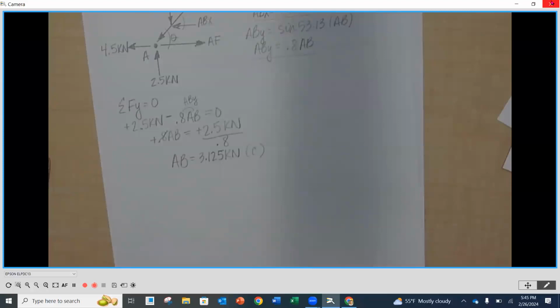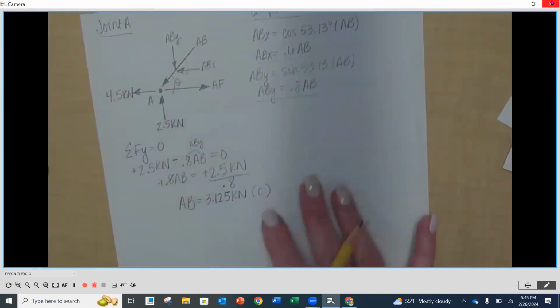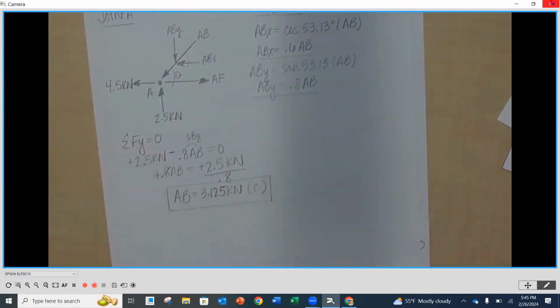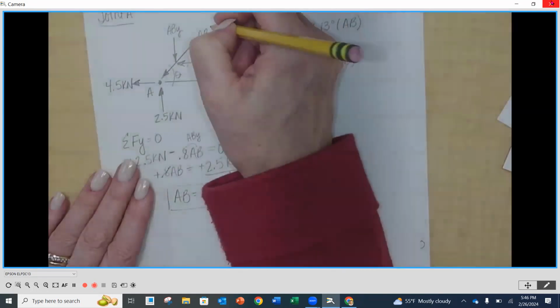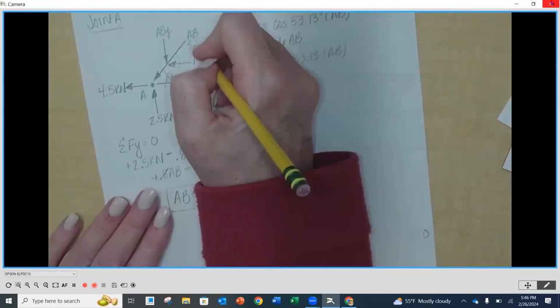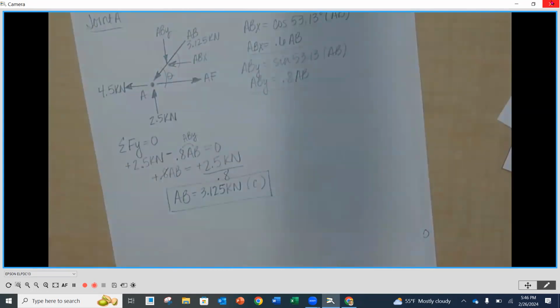So you need the magnitude for me, and you need to tell me, is it in tension or compression? And when I look up here, I want to see that AB is labeled and pushing on the point. This is an answer, so I'm going to put a box around it. All right, so I know what AB is. I know AB is 3.125 kilonewtons.